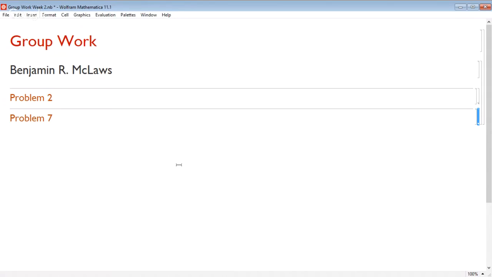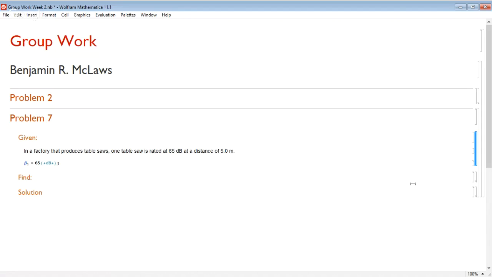Today we will be working on problem number 7. This is a sound problem, and it goes over when we have units of decibels. This problem states, in a factory that produces table saws, one table saw is rated at 65 decibels at a distance of 5 meters. We are now wanting to find what would the level of intensity be at a location that is 5 meters away from 7 identical table saws.